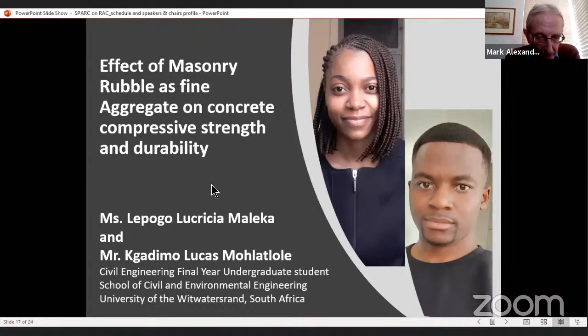These are two final year civil engineering undergraduate students from the University of the Witwatersrand. So we've got a whole range of students here, all the way from doctoral students through to final year undergraduates. The students involved are Lepogo Maleka and Khadimo Lucas Moshla-Tlole, and the title is The Effect of Masonry Rubble as Fine Aggregate on Concrete Compressive Strength and Durability. I'll leave it up to you who speaks first, so please proceed now.